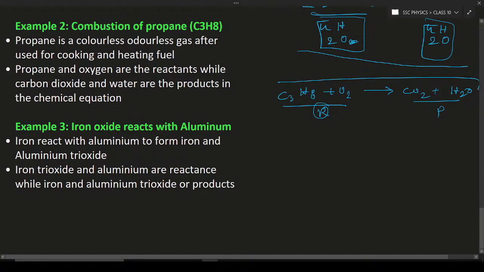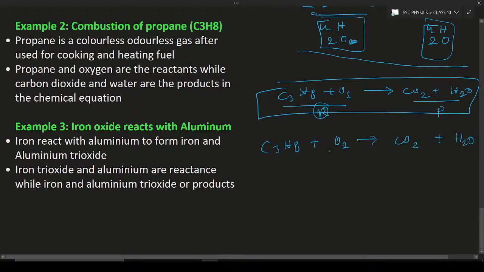We have written the skeletal equation. So now we have to balance it: C3H8 plus O2 gives rise to carbon dioxide plus water molecule.